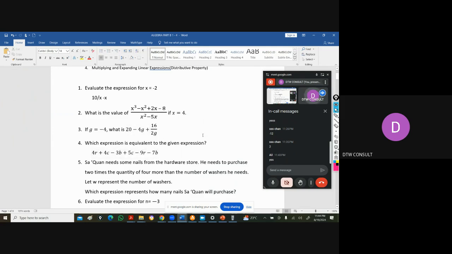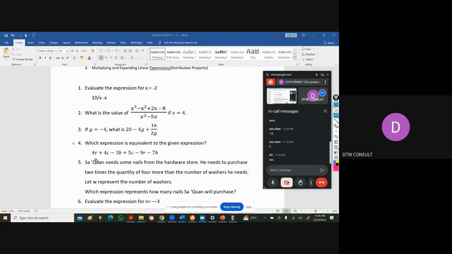Can someone do number 4, everyone? This is simplifying, right, Miss Blessing? Yes, it is. Finish your problem. I used the calculator, I get negative 6. No, you can't use a calculator for this, because you are not evaluating, you are simplifying.